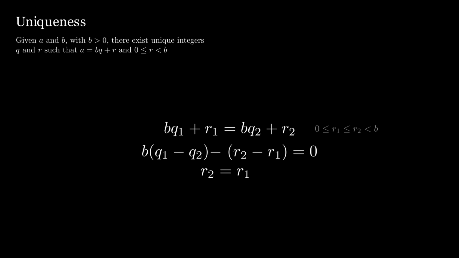Substituting the value for r2 minus r1 here allows us to conclude that q1 is equal to q2. Similar reasoning for r1 greater than or equal to r2 leads us to conclude uniqueness once again, which completes our proof.